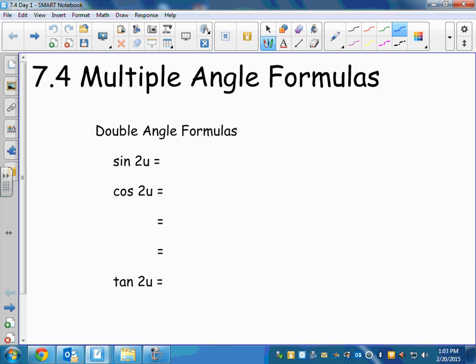Just some more formulas to use, and remember, that's the rough part, right? So, these are called double angle formulas. Notice because it's like sine of 2u, you cannot separate the 2 from the u, but you can rewrite that as 2 sine of u cosine of u.